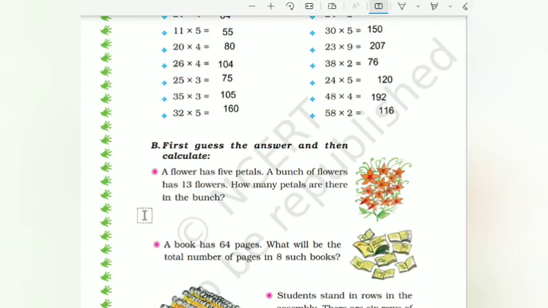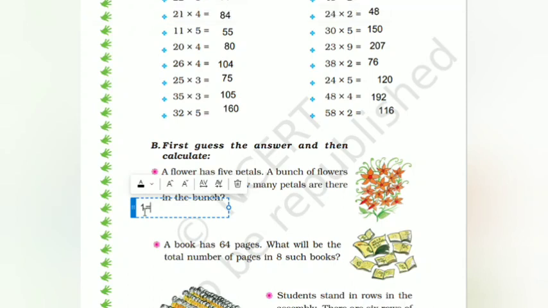So a flower, how many petals is it having? One flower is equal to how much? 5 petals it is having. Okay. One flower has 5 petals. Then a bunch of flowers has how many petals? 13 flowers. A bunch of flowers has 13 flowers. How many petals are there in the bunch?